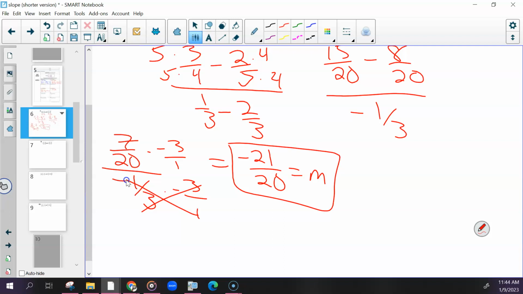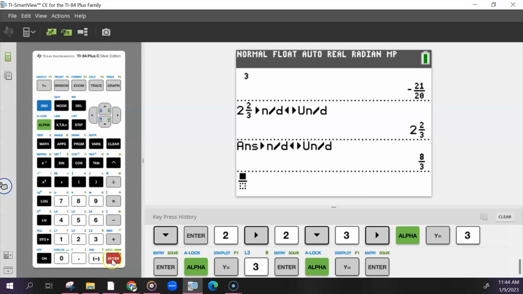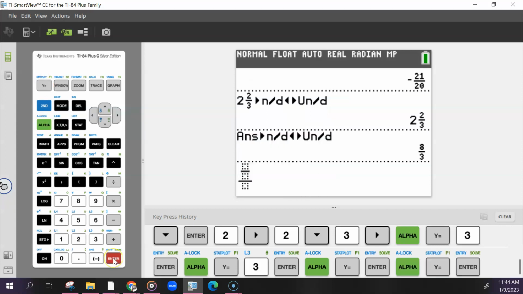In your calculator, if you wanted to do this, you would need to do the following. So go alpha y equals, grab your fraction. In your numerator, you're going to do it again. Alpha y equals, grab your fraction.